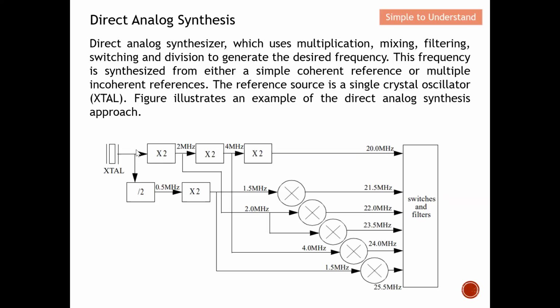Basically, you can see that, as I mentioned, there is a lot of multiplication and a lot of mixing. You can see a lot of filtering, for example some band pass filters to do the filtering. A lot of switching, so there will be a chance to switch. A lot of filtering, and also a lot of division. Division is seen over here. So in short, this is how the direct analog synthesizer works.